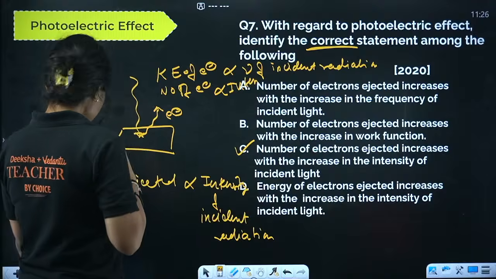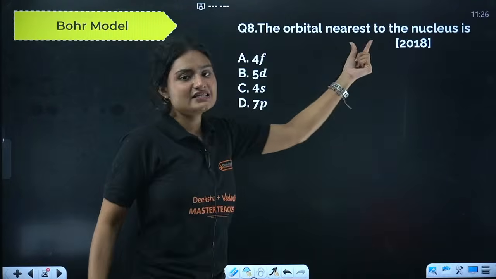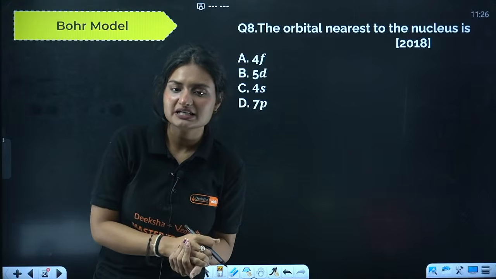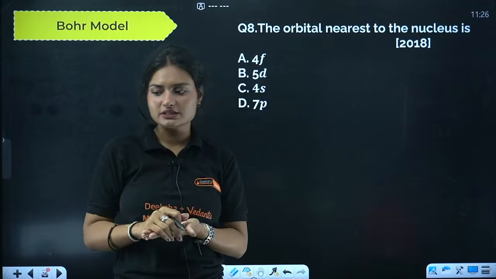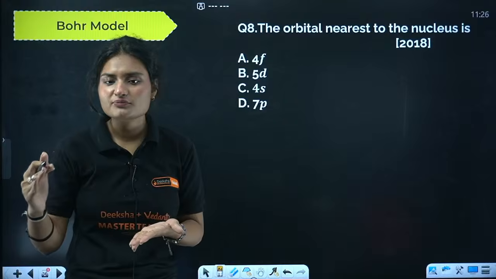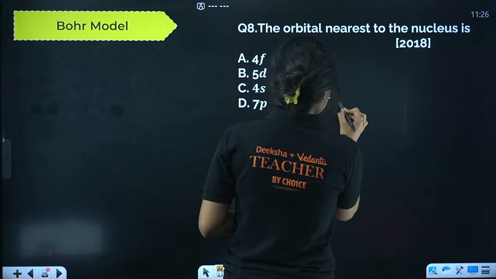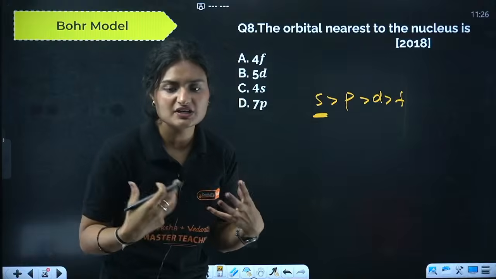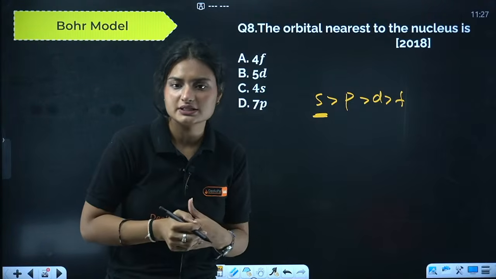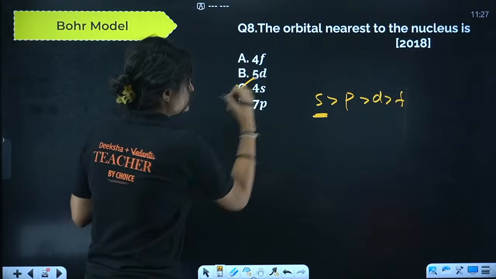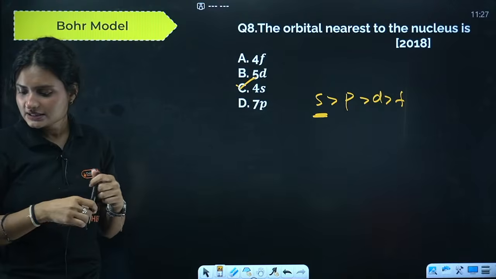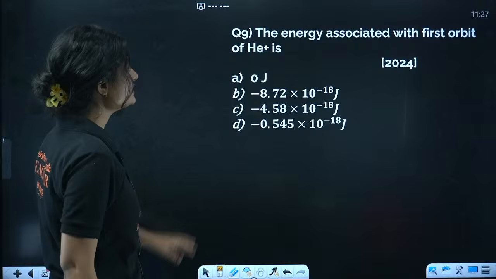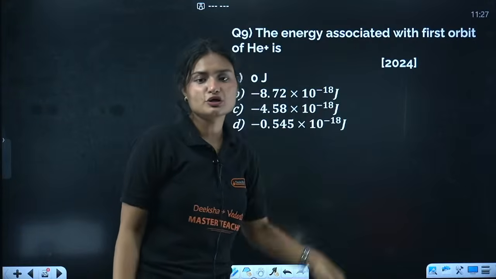Okay. Next question. The orbital nearest to the nucleus. Again, we know an effect called the penetration effect, that means the ability to stay close to the nucleus. What is the order of penetration effect? It is s, p, d, f. s has the strongest affinity to lie close to the nucleus. So which is s? C, 4s. Yes, C, 4s.